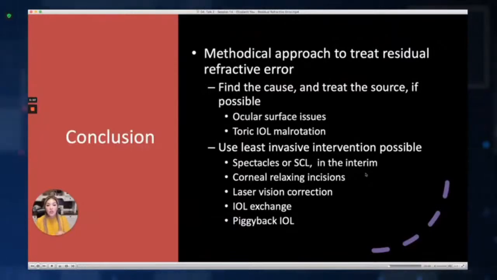So in conclusion, very important to treat that residual refractive error. Find the source and treat that if possible first, specifically ocular surface issues or toric malrotations, and then use the least invasive intervention possible in order to take care of this patient and to take care of their satisfaction level, starting from spectacles in the interim all the way through a lens exchange or a piggyback IOL as warranted.